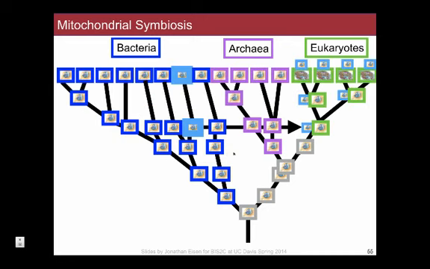And then I'm not showing it on here, another lineage, the cyanobacterial lineage, led to the chloroplast. And we will talk about that evolutionary history in the next class.